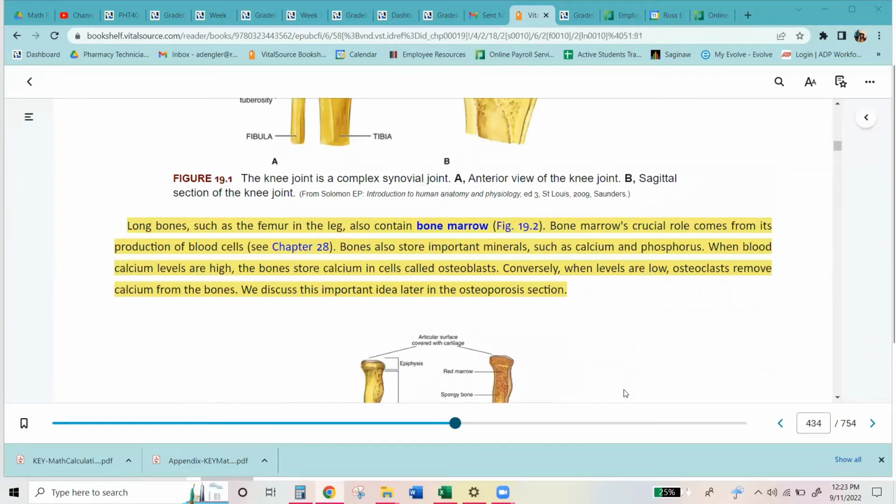Long bones such as the femur and the leg also contain bone marrow. Bone marrow's crucial role comes from its production of blood cells. Bones also store important minerals such as calcium and phosphorus. When blood calcium levels are high, the bones store calcium in cells called osteoblasts. When levels are low, osteoclasts, not blasts, remove calcium from the bones.